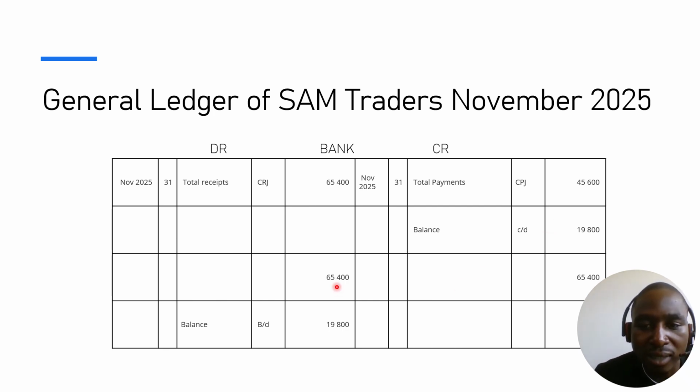How do we balance our bank account? We will look at the bigger side. Which side is bigger between credit and debit side? It is the debit side. So we'll write the total of the debit side on both sides. The total is 65,400. So we'll write that amount on both sides. And then after, we'll say the credit side, that is 45,600, because it is the smaller side.